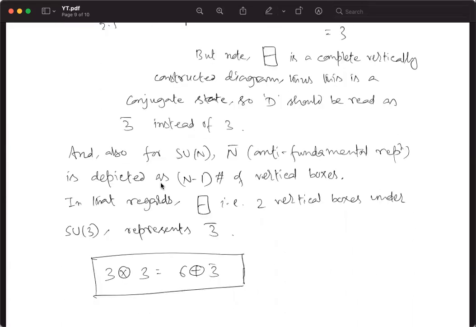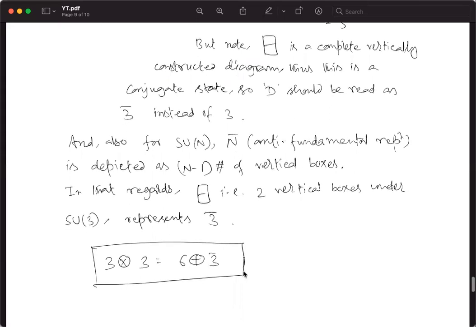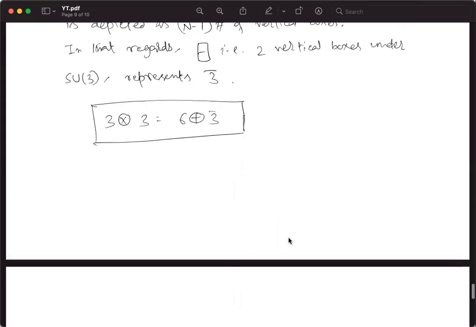So for SU(N), N bar is the anti-fundamental representation depicted by N minus 1 number of vertical boxes. So from that notion also we get the two vertical boxes for SU(3) is 3 bar, and 3 times 3 gives me 6 plus 3 bar. Now you can see we cannot use angular momentum algebra to verify this, because that's not applicable here, and that is the beauty of the Young tableau.